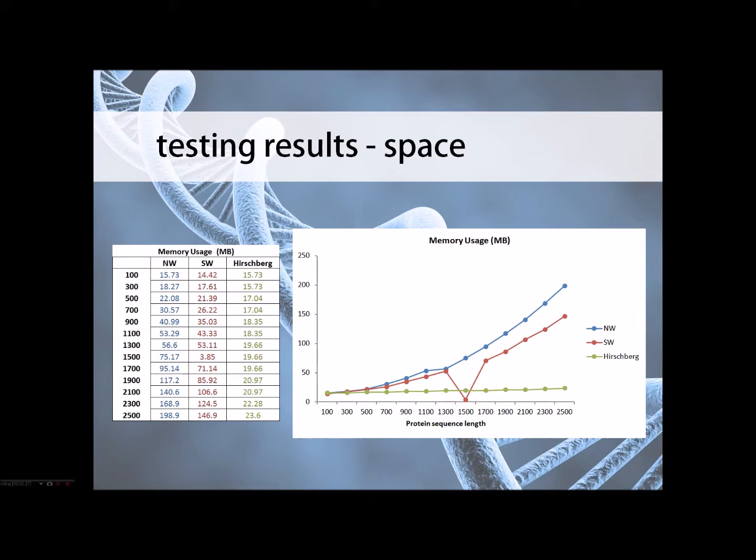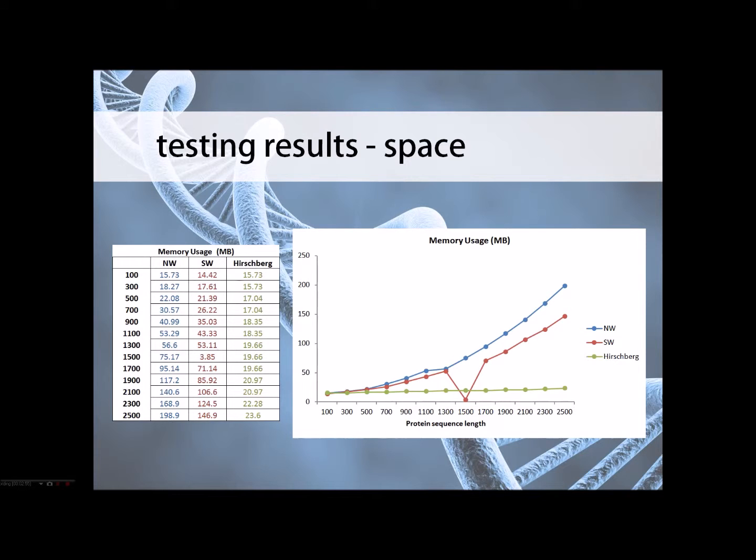And moving on to the testing results for memory usage, the results did seem a bit more stable in this area, aside from the strange anomaly at that one dip for the SW. I'm not sure exactly what happened there, but the dip was consistent for all 50 runs. And perhaps the best thing to take away from these results is that the Hirschberg algorithm dominated in space efficiency. It utilized the least amount of memory and it stayed consistently low in usage.